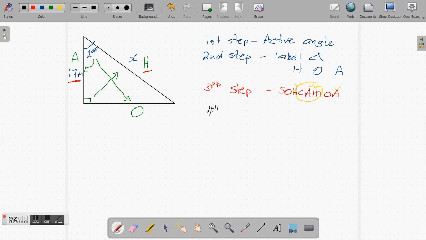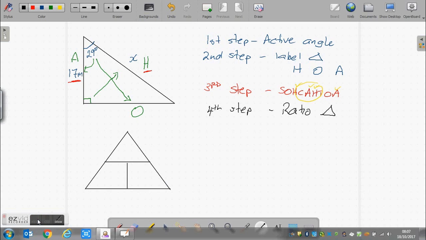For the fourth step, we now introduce our ratio triangle, which we substitute our values in as a form of working, and that will help us work out how we do the calculation of the function. So you can see here I've drawn the ratio triangle, and you can see that we're going to use this to input all the values.